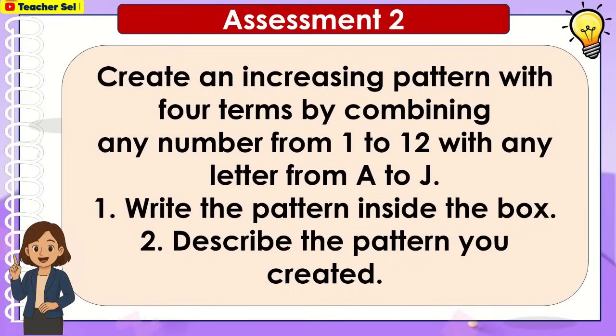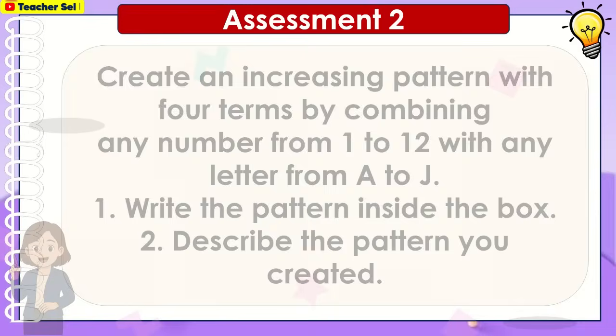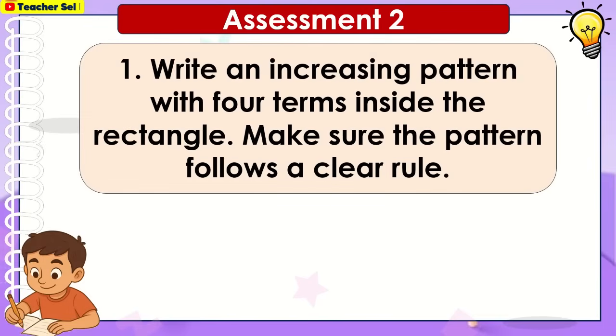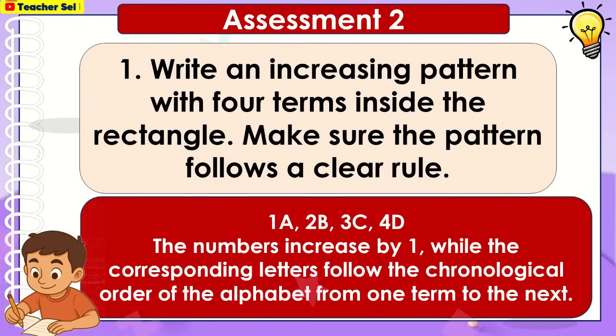Create an increasing pattern with 4 terms by combining any number from 1 to 12 with any letter from A to J. Write the pattern inside the box. Describe the pattern you created. Write an increasing pattern with 4 terms inside the rectangle. Make sure the pattern follows a clear rule. 1A, 2B, 3C, 4D. The numbers increase by 1, while the corresponding letters follow the chronological order of the alphabet from one term to the next.